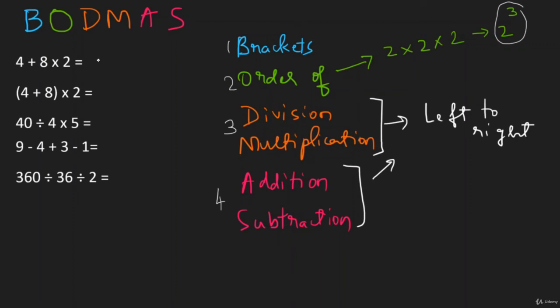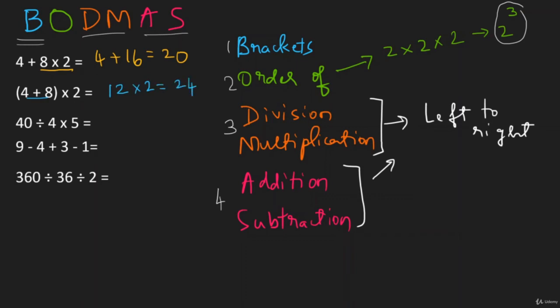Now, the first one, over here you have addition and you have multiplication. From the BODMAS rule, we can see that division and multiplication come before addition and subtraction. Therefore, you have to do the multiplication over here first, and this becomes 4 plus 16, that is 20. Now, the next one, you have a bracket over here. The opening bracket is over here and the closing bracket is over here. As per the BODMAS rule, brackets need to be simplified first. So this becomes 12 into 2, which is 24.